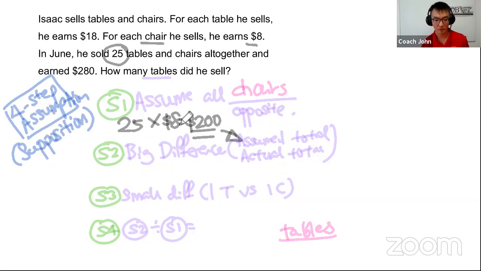Okay. Then the big difference will be the difference between the assumed total and the actual total. So this is your actual total, which is 280 minus 200, which is $80.